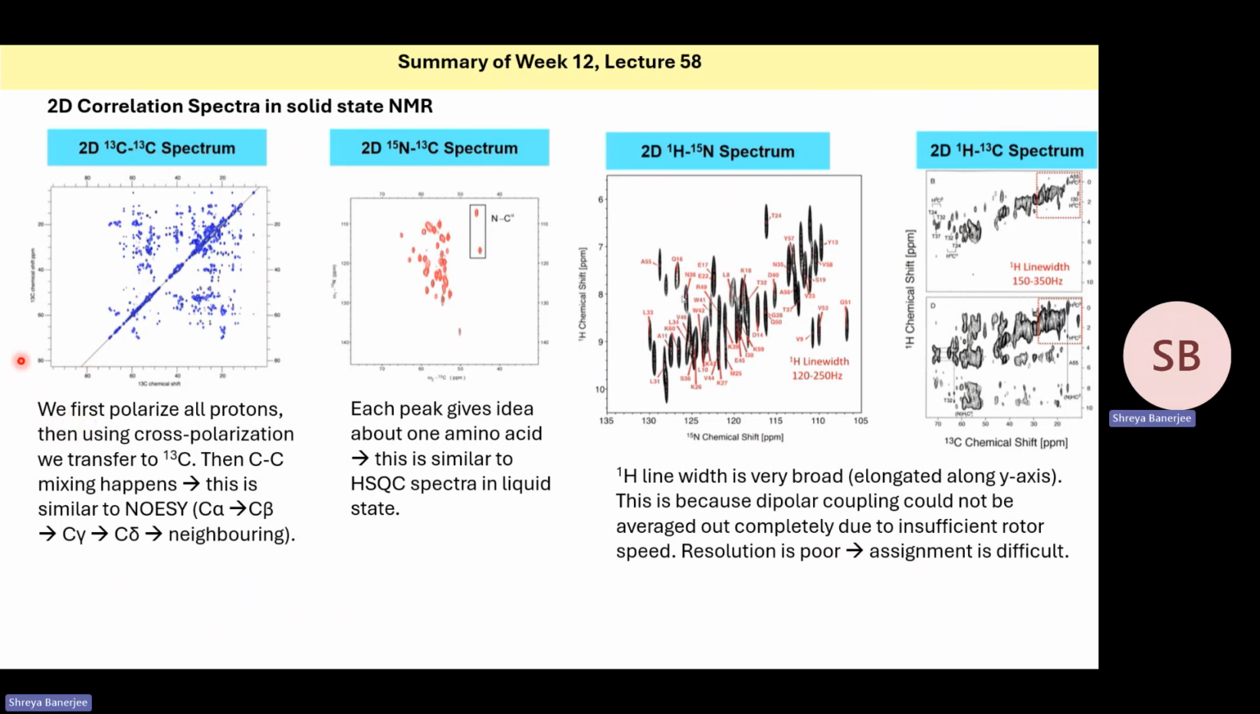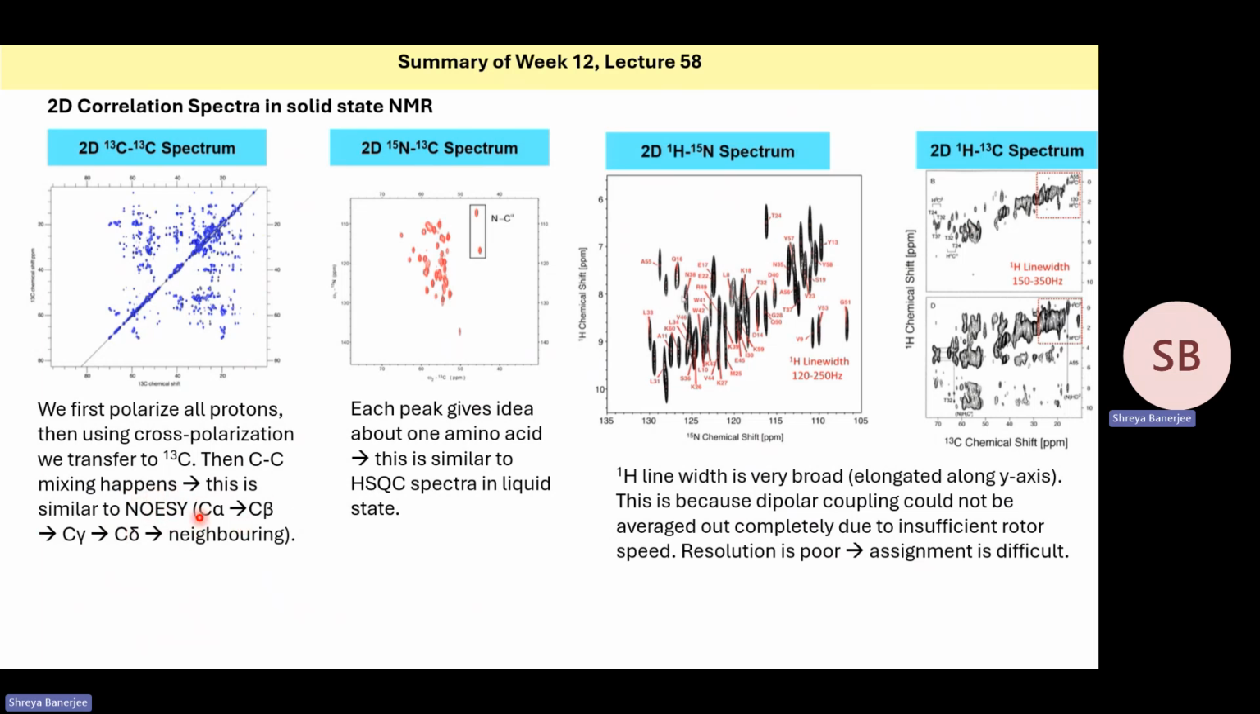So as we saw in the basic sequence, we first polarize all the protons, then using cross polarization, the magnetization is transferred to 13C. Then in 13C, you give an evolution time t1 and then a mixing time so that the carbon-carbon spins can mix. If the mixing time is short, it will only give you the correlations to carbons that are directly connected, like C alpha to C beta to C gamma, that is the TOCSY information. If you give a much longer time, then you will even get information similar to NOESY.